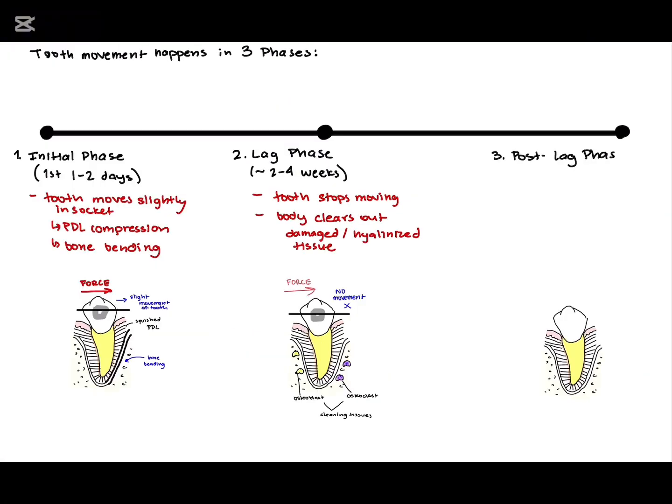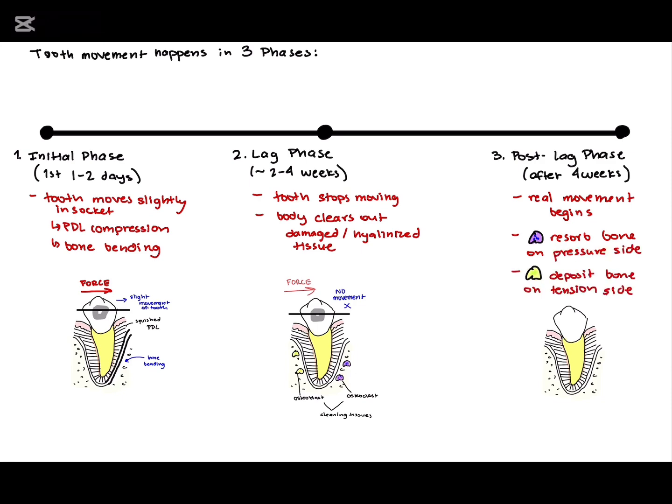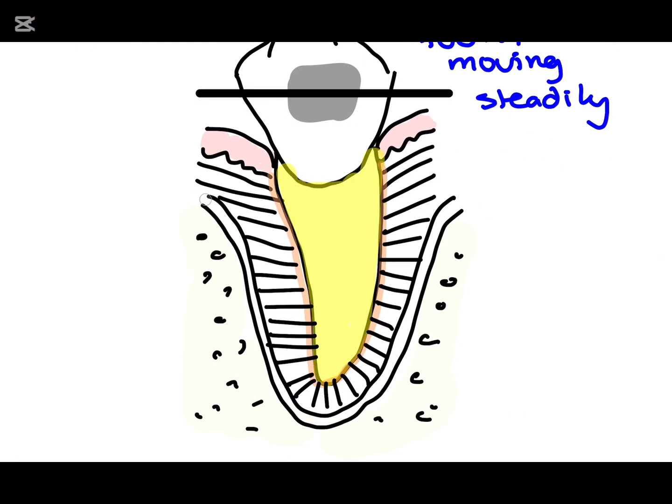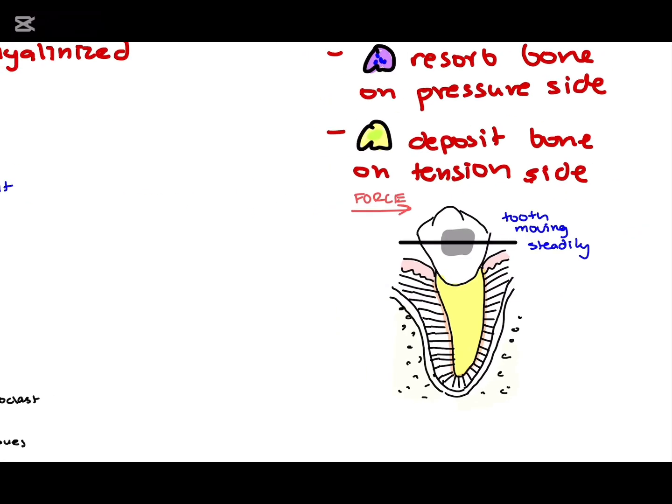Third is the post-lag phase, which happens after 4 weeks. Here is where the real movement begins. The osteoclasts will resorb the bone on the pressure side, and osteoblasts will deposit the bone on the tension side. So here you can see that the tooth is moving steadily. The osteoclasts and osteoblasts are resorbing and depositing bone on their respective sides, the pressure and tension sides.